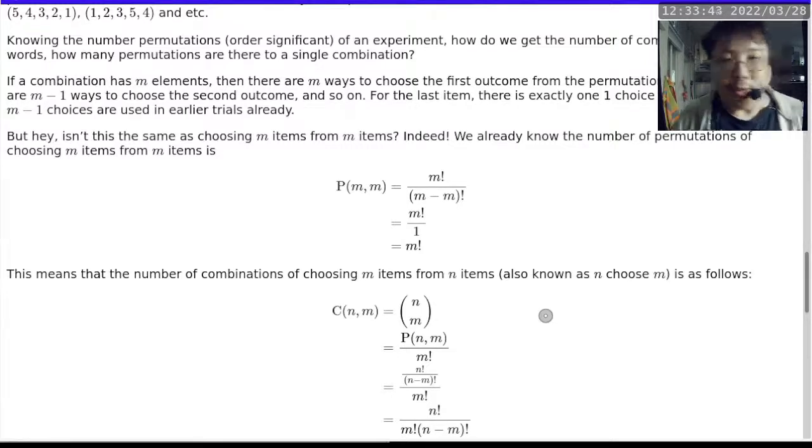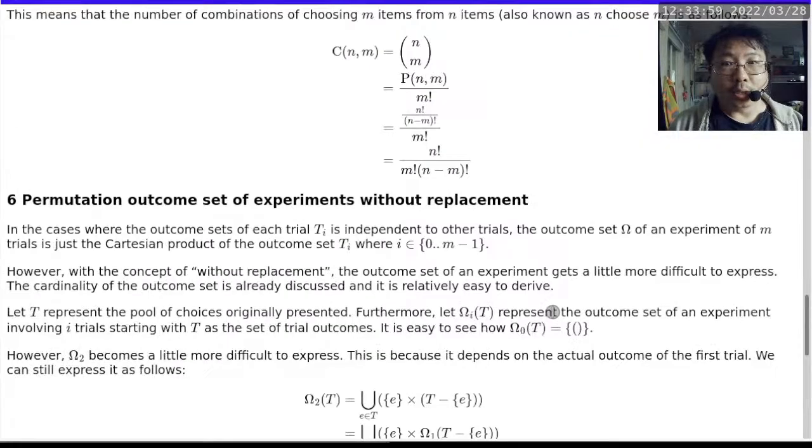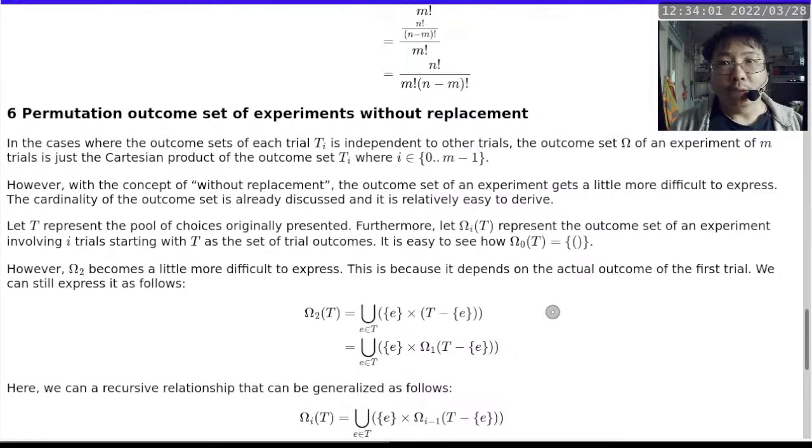Alright, so now we have the 2 important notations. One is computing the number of permutations, and the other one is computing the number of combinations. I'm not really sure whether you want to get into the thick of the recursive definition of generating the set of outcomes for permutation, and then for combination. So let's not go there yet. Let's go ahead and solve a problem first.